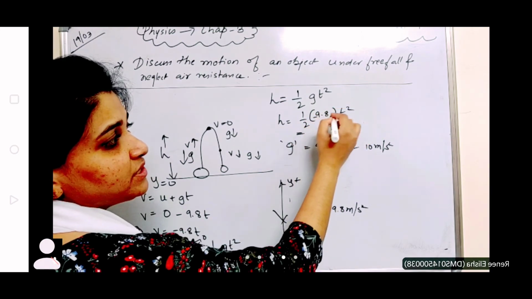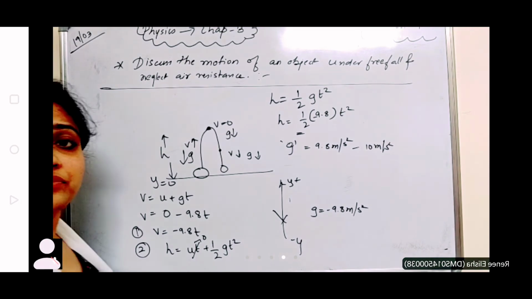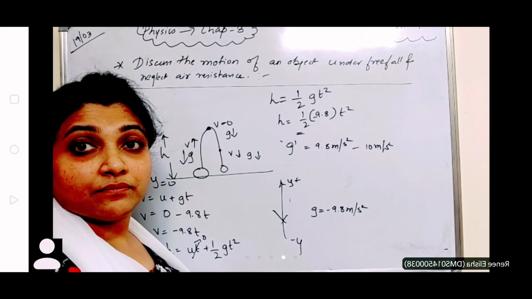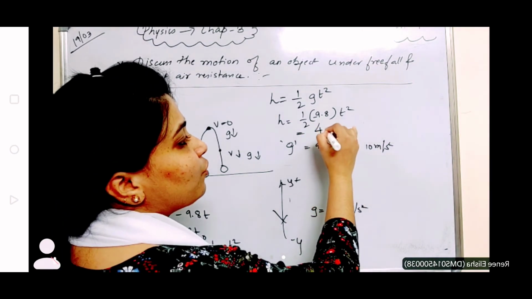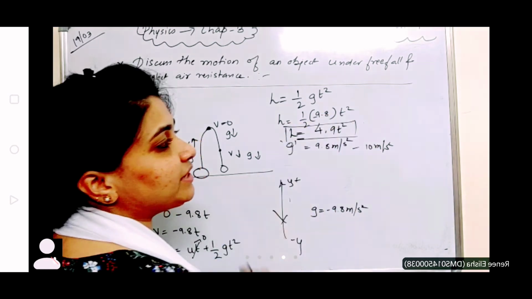So this will be what? What is 9.8 divided by 2, children? 9.8 divided by 2? 4.9. Correct. So it is 4.9 t square. Okay, so this is nothing but the second law takes this form.